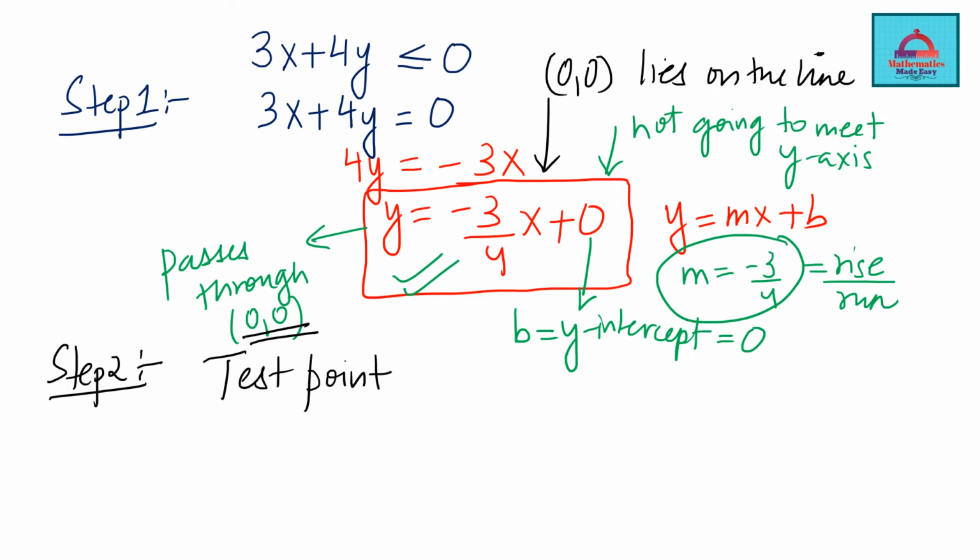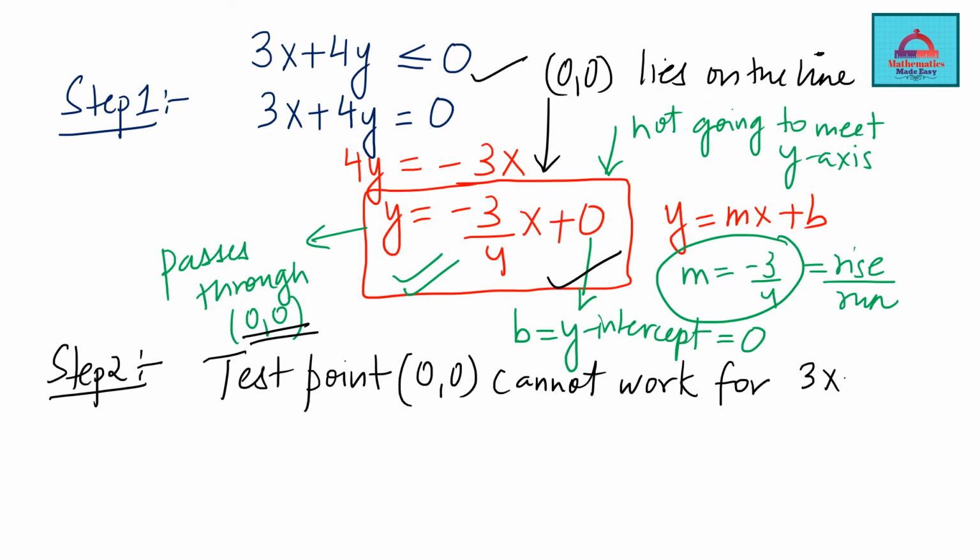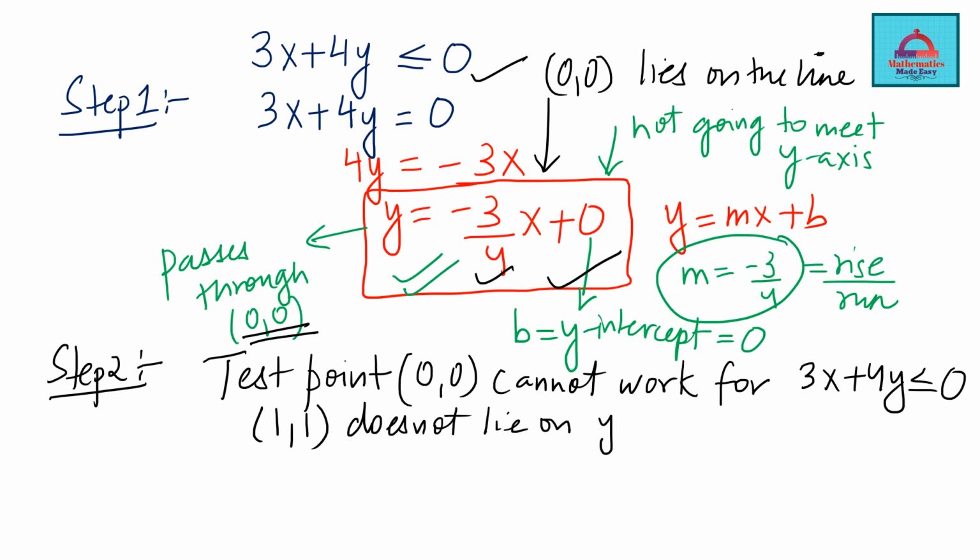This is the trick. So the test point 0, 0 cannot work for this inequality 3x plus 4y less than or equal to 0. So we have to choose another point. Let's choose 1, 1 because it is not lying on the line. So 1, 1 does not lie on the line y equals minus 3 by 4 x plus 0.